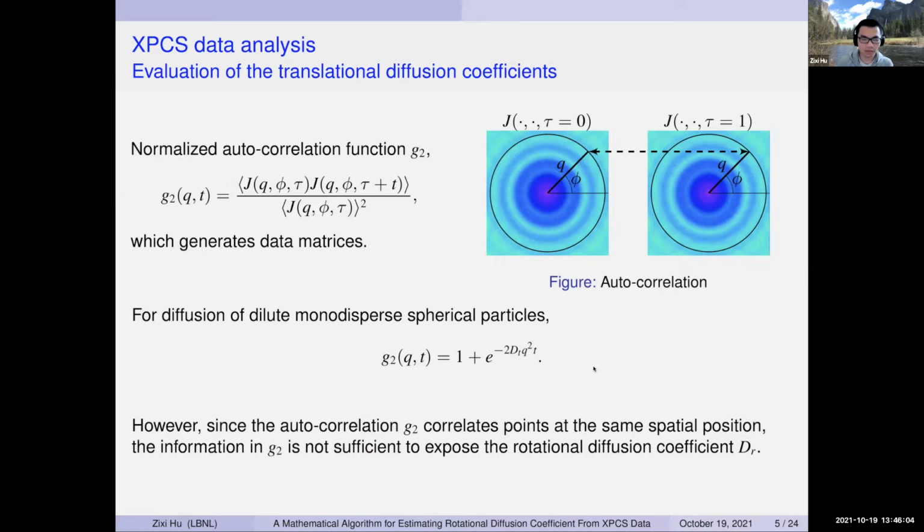Intuitively, G2 fails to capture the information in pairs of photons correlated, and that is because it correlates points at the same spatial position. So actually a large part of the information is missing from there. For example, if two photons are correlated by the rotation dynamics of the particles, but they are scattered along different scattering vectors, then G2 fails to capture all of them. So I will show you how this information can allow us to estimate the rotational diffusion coefficient Dr.